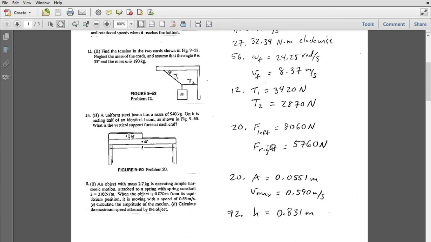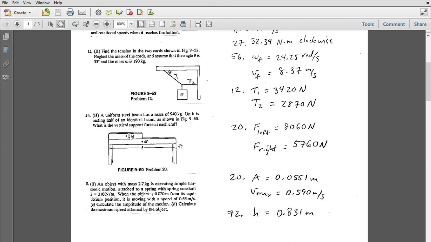Problem 20. A uniform steel beam has a mass of 940 kilograms. It's resting on half of an identical beam as shown in the figure. What's the vertical support force at each end? In other words, this leg over here, how hard does it have to push up? This one over here, how hard does it have to push up? We're assuming those legs have negligible mass, or we're only concerned with the force on the beams.